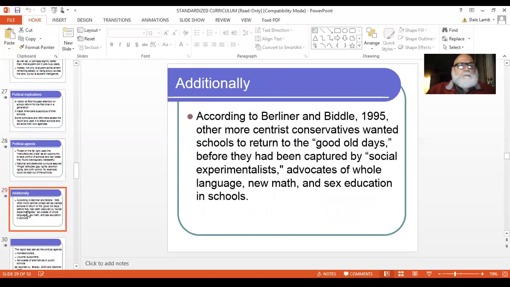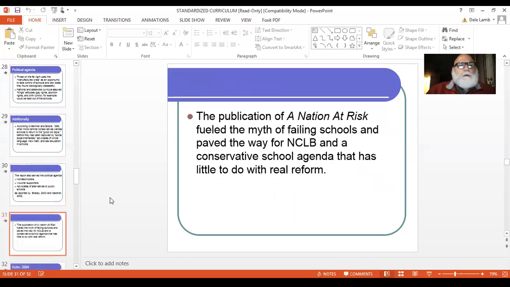And these conservatives wanted schools returned to the good old days before they'd been captured by social experimentalists who were advocates of whole language, new math, and sex ed in school.